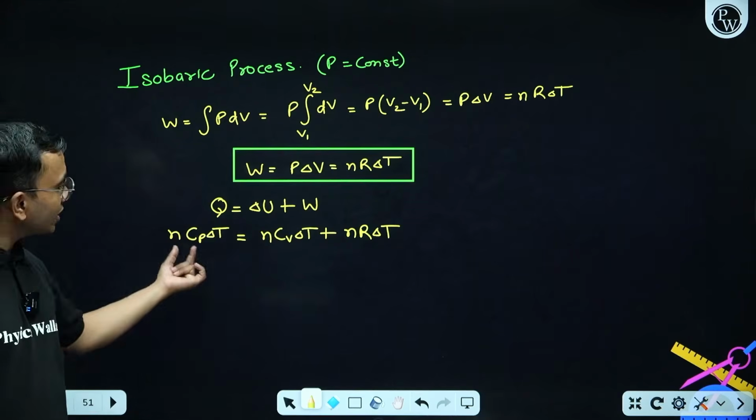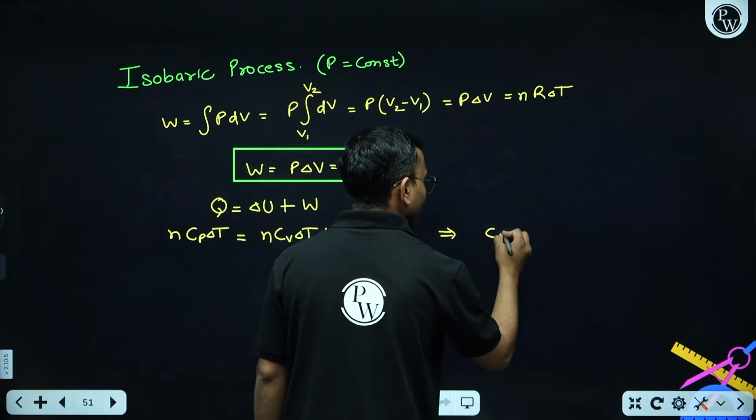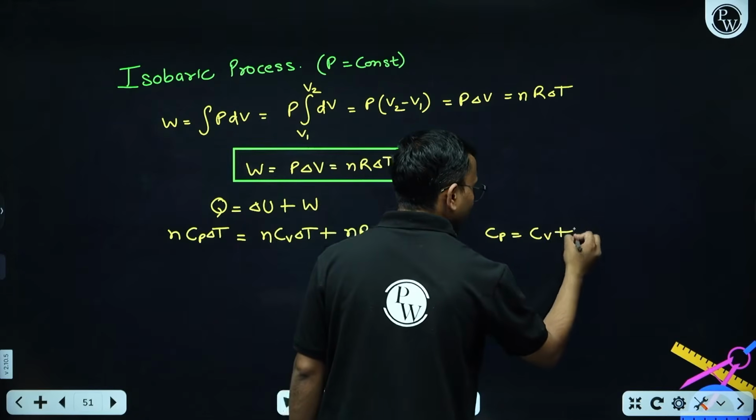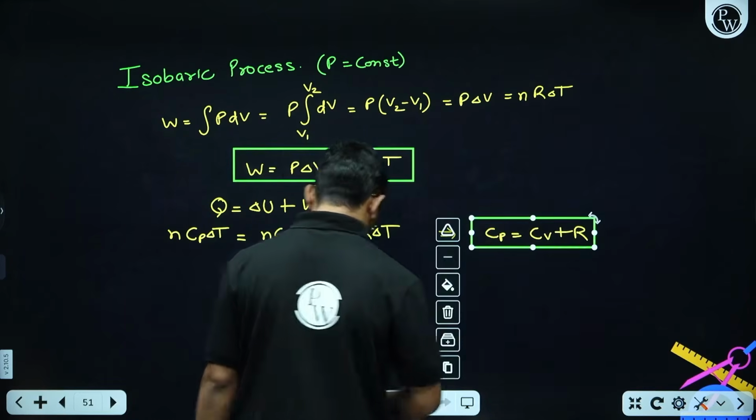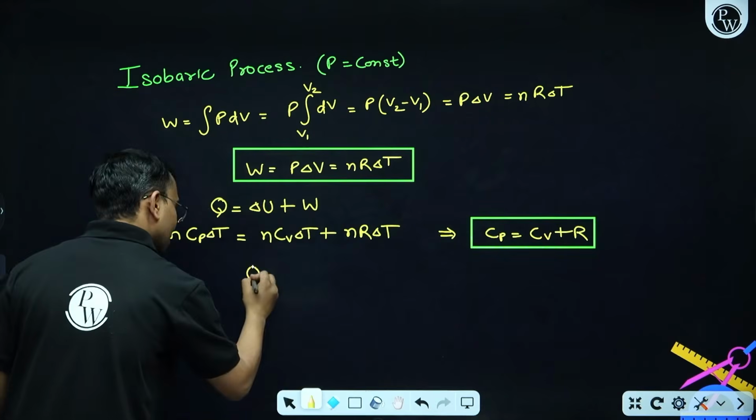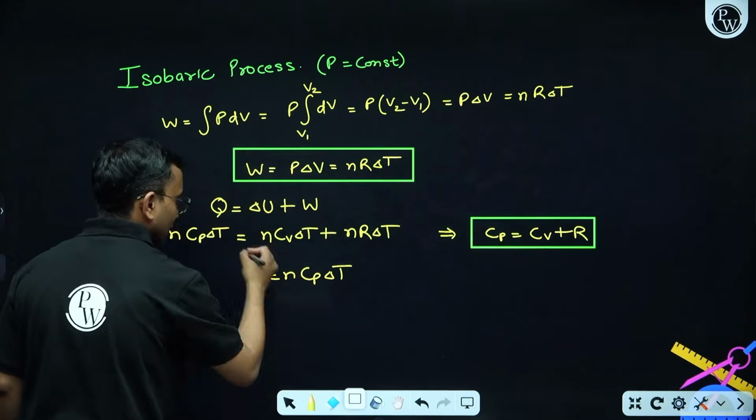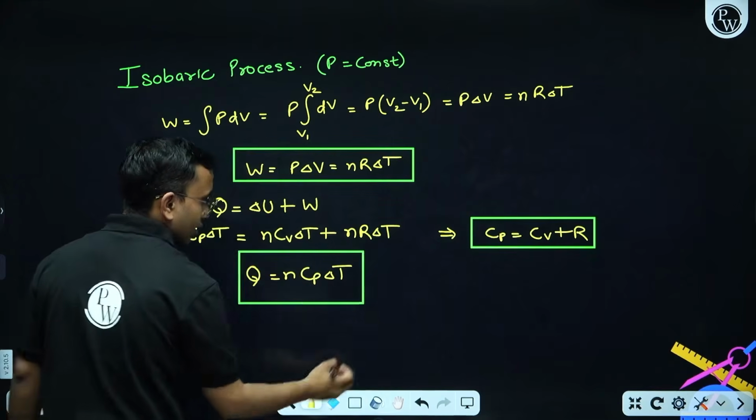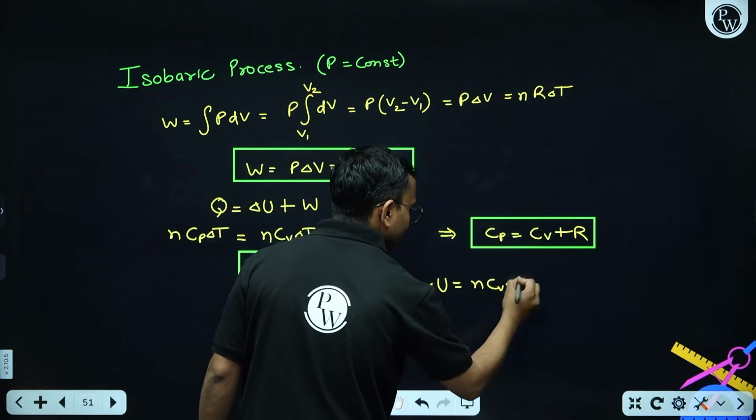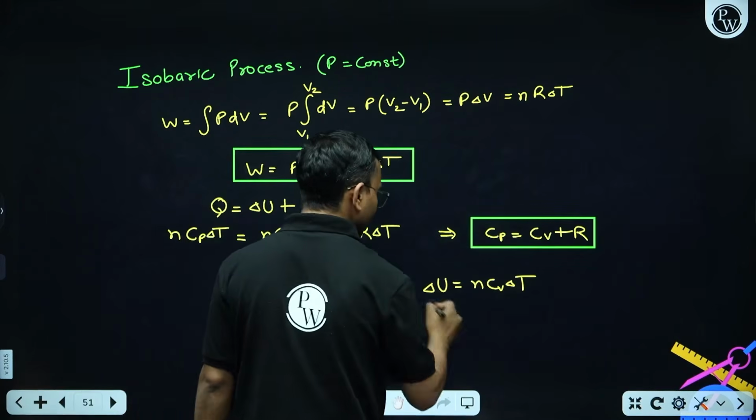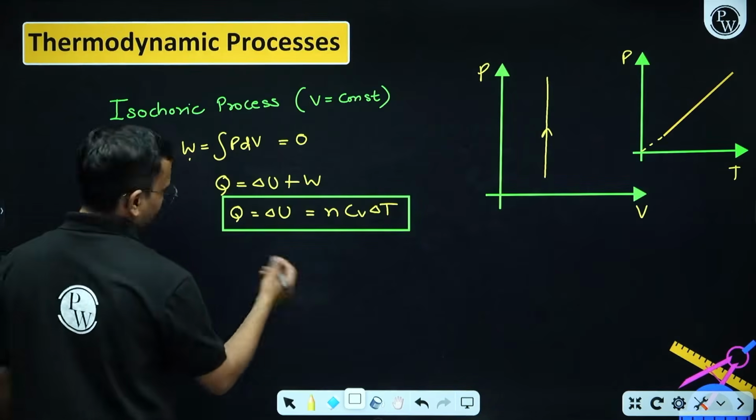And from here I got Cp is equal to Cv plus R. Previously I was talking about this, and Q is my nCp delta T. Delta U is always nCv delta T. You may highlight if you want. In the previous one also I wrote that. Yeah, here it is mentioned.